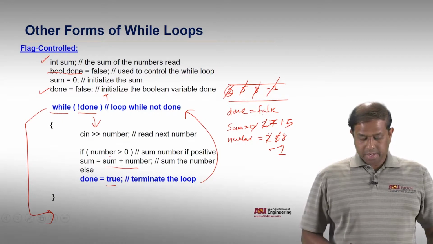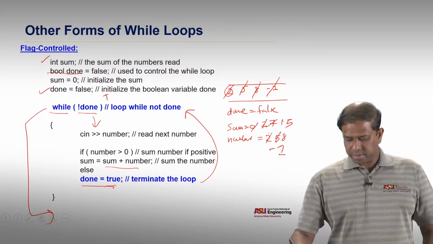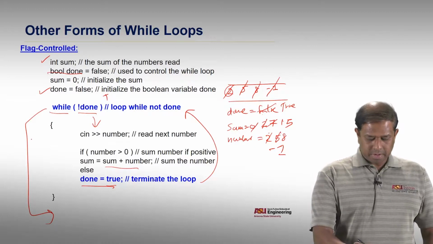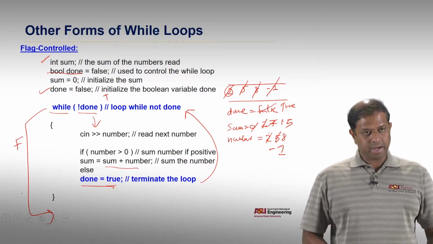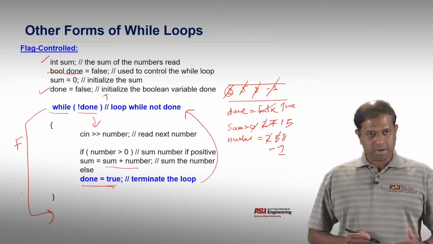Now number greater than 0 is false, so we go to the else part in this case. Then done becomes true. Since done is true, not done is going to be false, so we get out of the loop, right? That's how these Boolean control loops are going to work, right?